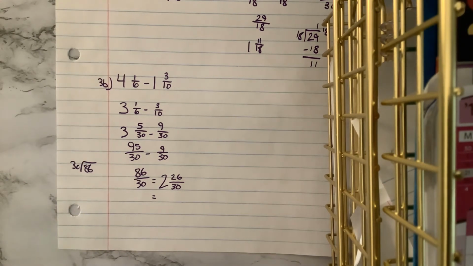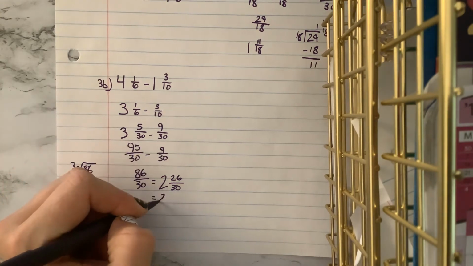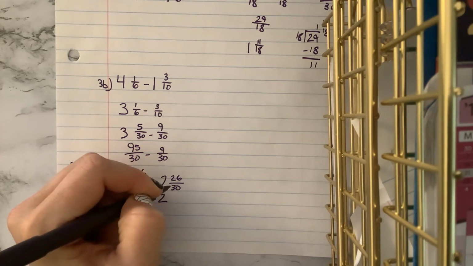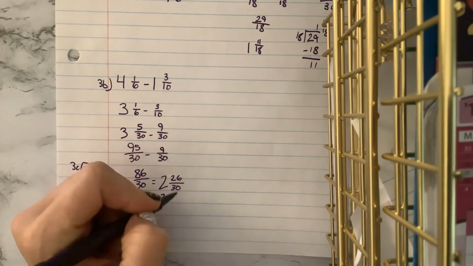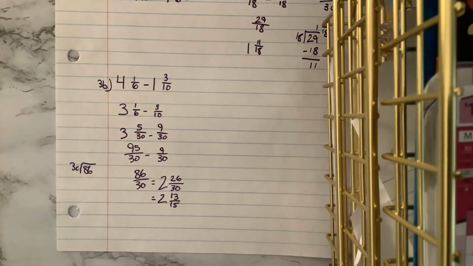Okay, and now we have to check. Can we simplify? And the answer is yes, we can. These are both divisible by, let's just start with 2 and see where that gets us. 13/15, and that's actually as far as we can simplify, is 13/15.